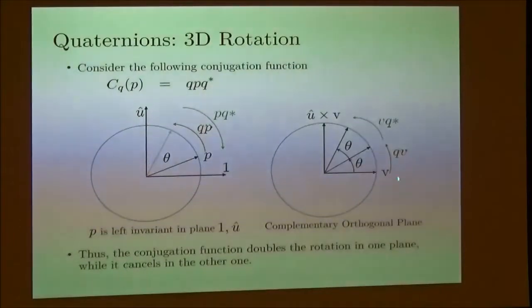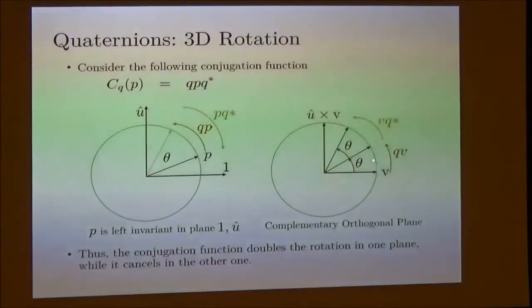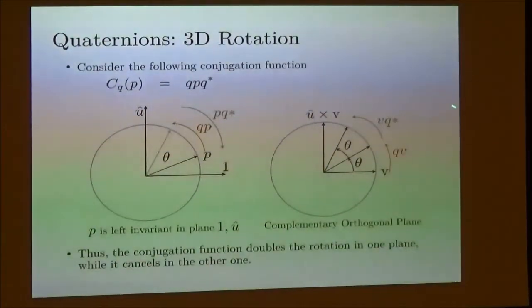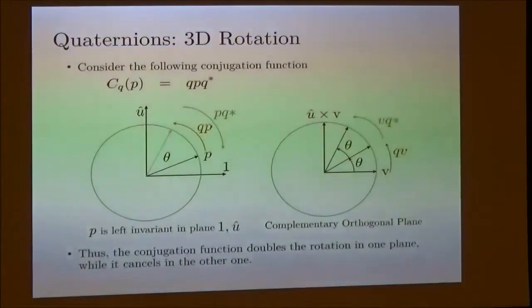Let's look at the orthogonal complementary plane, V, u hat cross V. Over here, we have seen that if you multiply a vector with Q on the left-hand side, it rotates by an angle theta, and the result, if it's multiplied with Q conjugate, also rotates by an angle theta in the counterclockwise direction. So essentially, you have now gotten two theta of rotation in this orthogonal complementary plane. Some of you who have dealt with quaternions have probably heard this: when you do the conjugation function like this, the rotation in one of the planes gets canceled, and the rotation in the other plane gets doubled. This is exactly what is happening over here. So this is where you see the geometry of what is happening.